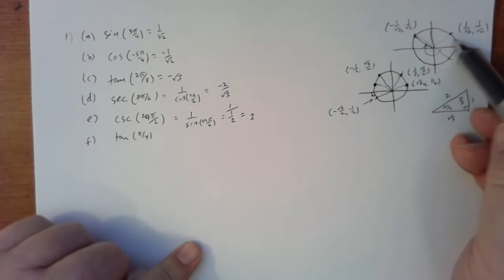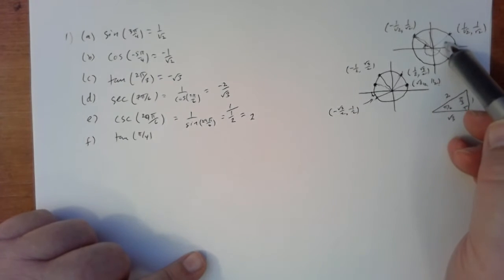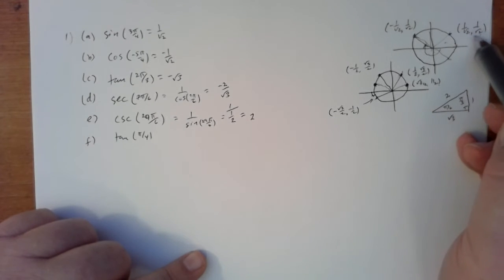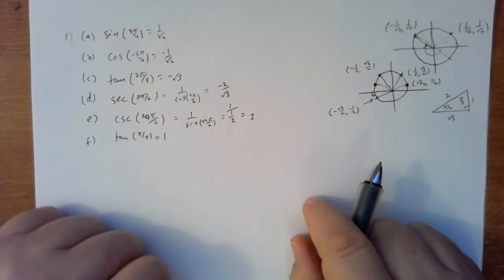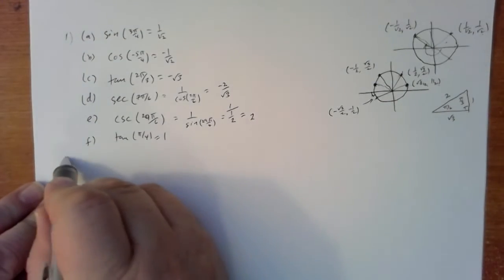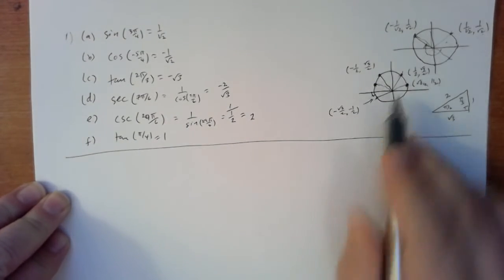Let's see, over here we had pi over 4, right? So tangent is opposite over adjacent, or 1 over the square root of 2 divided by 1 over the square root of 2, and that's equal to 1. Very good. So that's number 1. So that was getting practice with the unit circle.